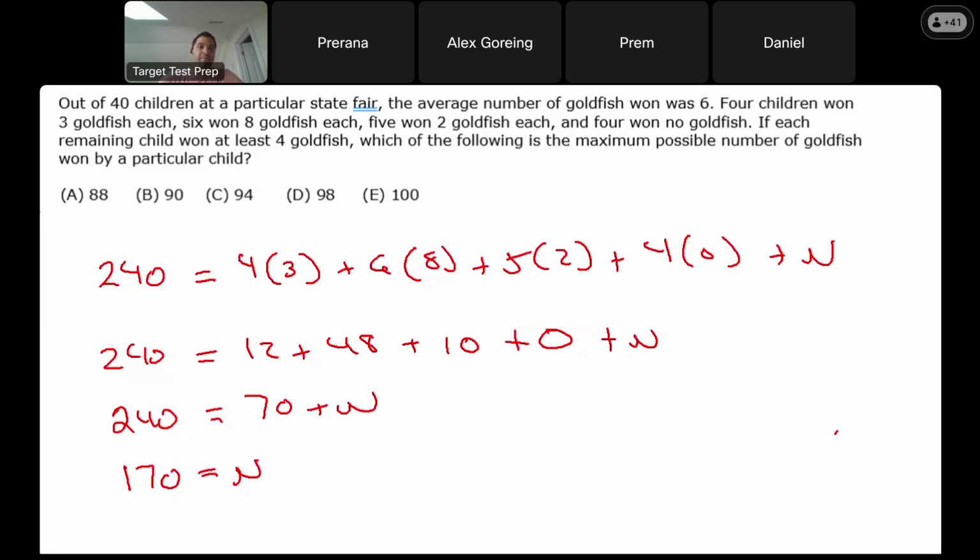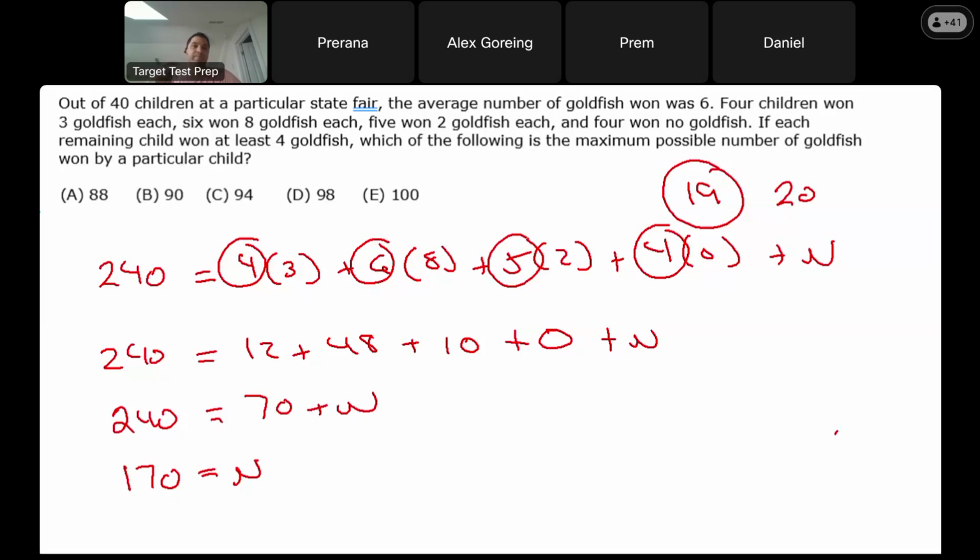Well, let's count how many people this has accounted for. It's accounted for 4 people, plus 6 people, plus 5 people, plus 4 people. So that's 4 plus 6 is 10, plus 5 is 15, and then another 4 is 19. So we have 19 people accounted for, but there's 40 children at the fair. So what does that mean exactly? Well, it means we're going to take the other 20 children, and we're going to have to minimize them.